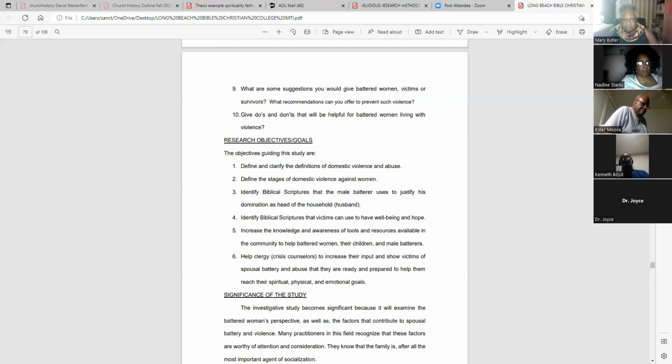What's your objective? Identify biblical scriptures that the male batterer uses to justify. Sometimes the male batterer will say, you have to stay in the home because the man is the head. But he's the head only as Christ is the head. Christ would never. That's why the man is to be a priest in the home, to lead as Christ would lead. You follow me as I follow Christ. But they use scriptures out of context. Identify those scriptures.